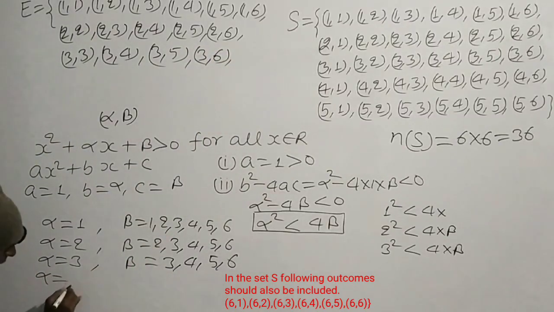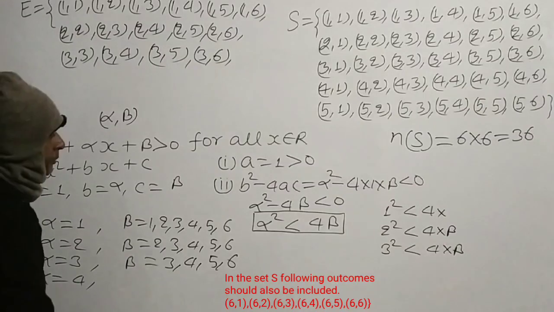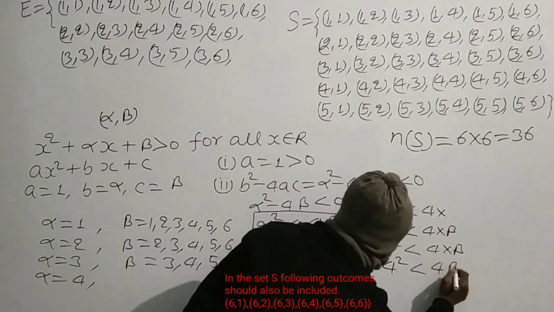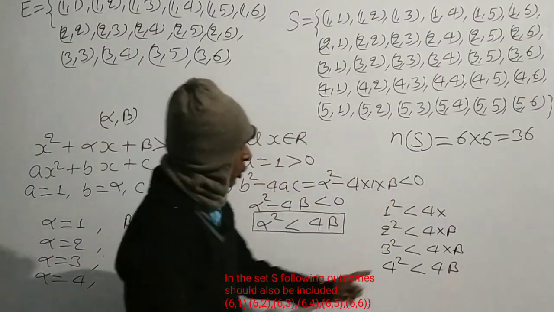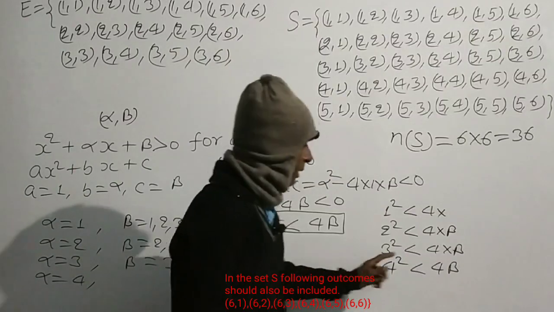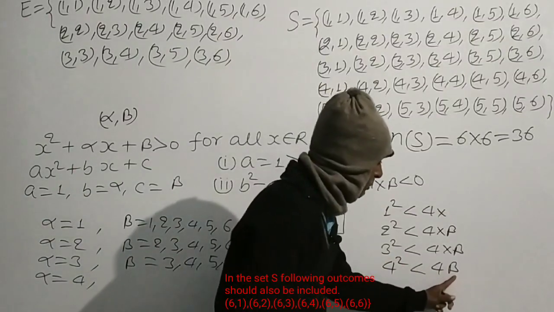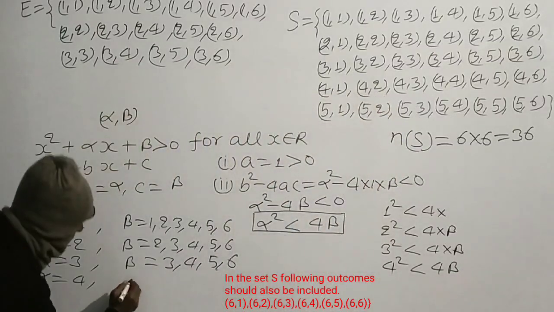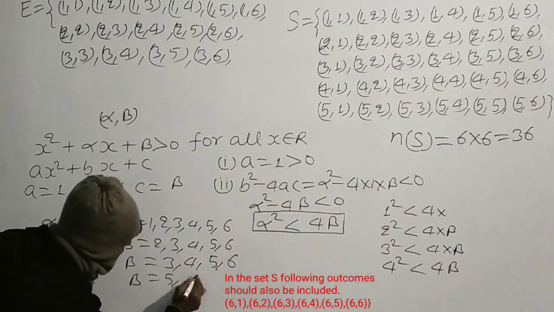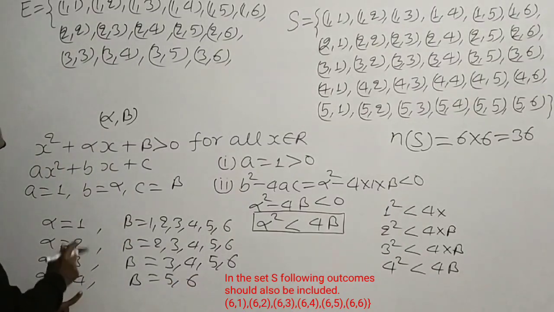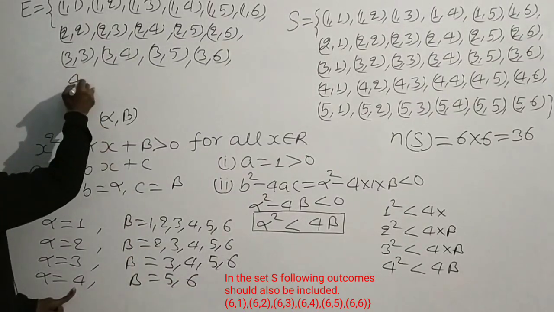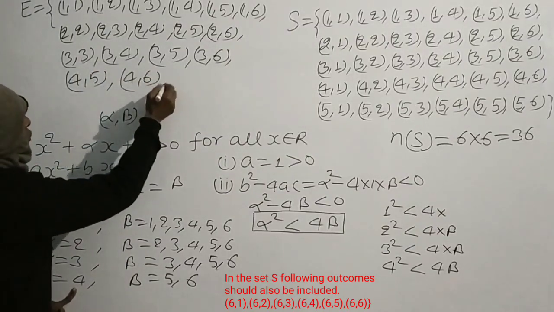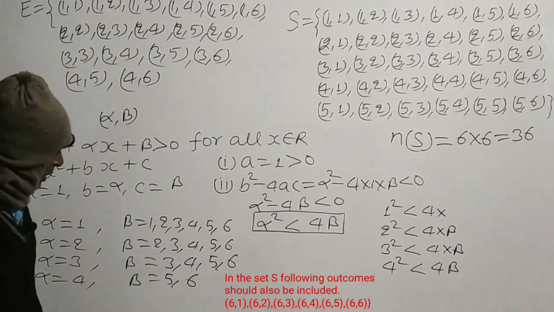When we take the value of alpha as 4, then 4 square should be less than 4 beta. 4 square means 16. Therefore, beta must be greater than 4. That means the value of beta should be 5 or 6. Therefore 4 5, 4 6 outcomes will be in the event.